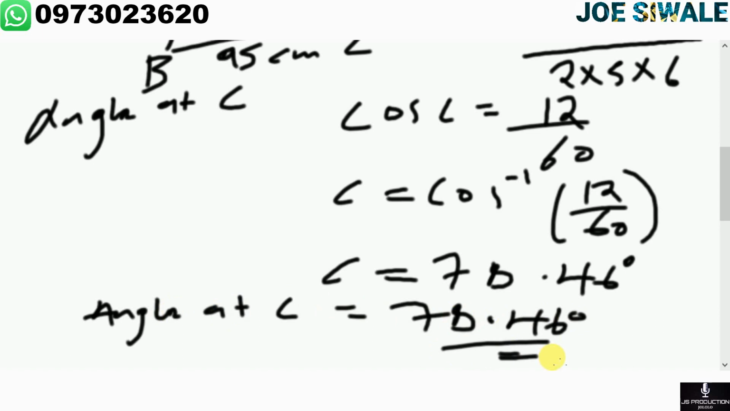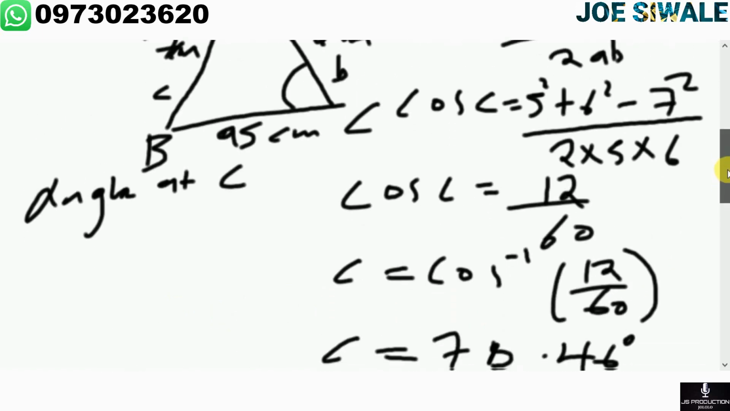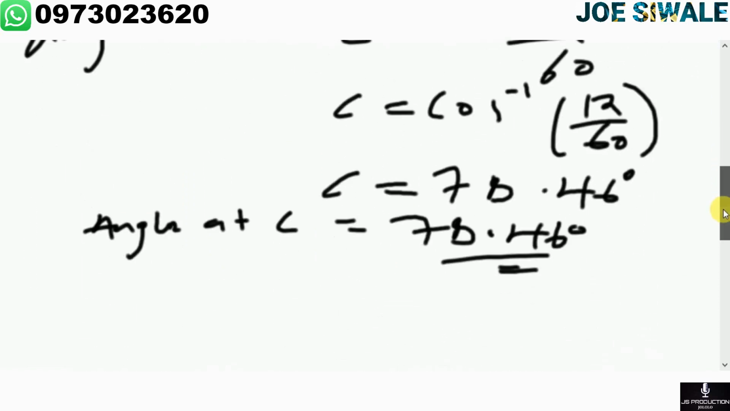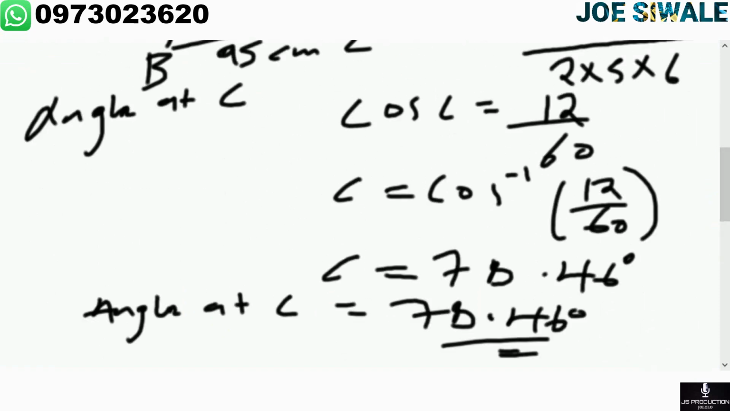So this is how you find the angle of a non-right angled triangle using the cosine rule. Where you have questions, please ask in the group. So we're going to look at the next thing, which is area.